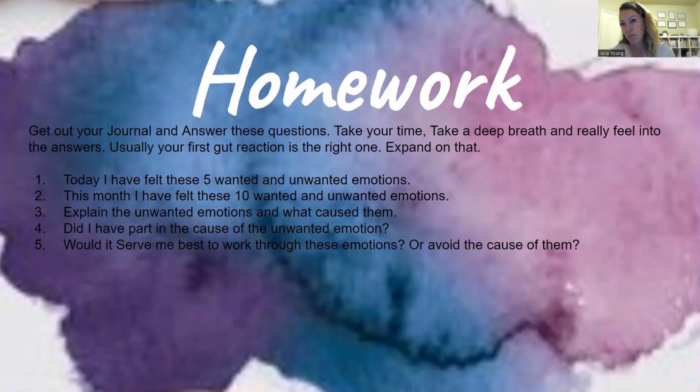And then you're going to do the same thing for the month. You're going to think back to things that have happened this month that made you feel 10 wanted emotions and 10 unwanted emotions. Okay. And then you're going to explain what caused those emotions. So first just list them, and then I want you to write a short little blurb about each thing that caused them. So let's say you felt sad because you were missing your grandma or grief or something like that. So you're going to explain what caused that emotion as well. And then number 4 is, did you have a part in the feeling of the unwanted emotions?